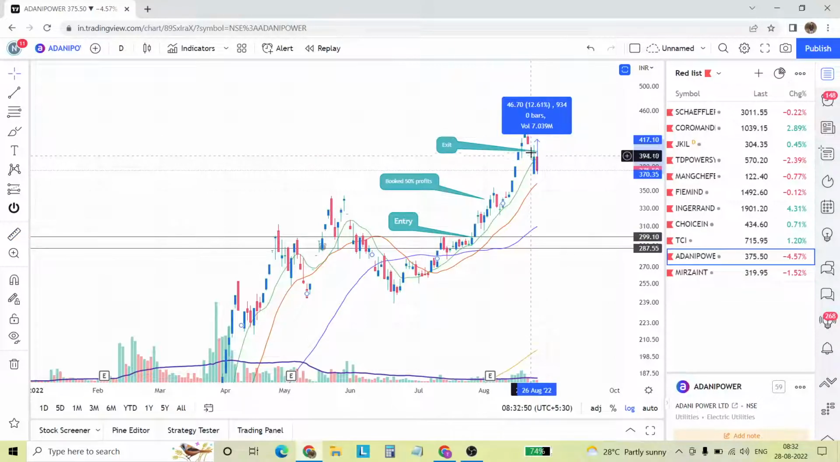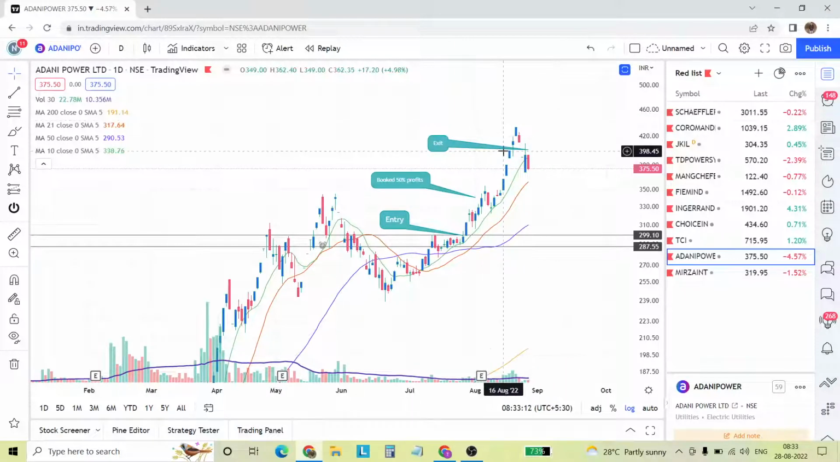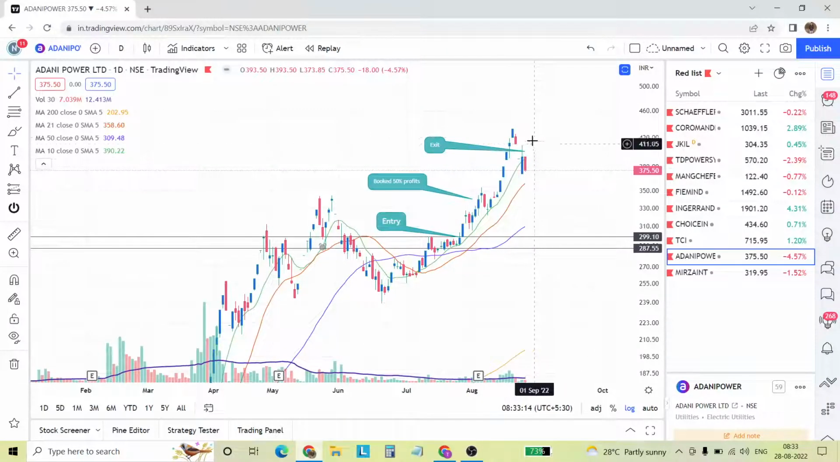If you see here, the entire range is around 10%. So it opened in a lower circuit, and it was immediately bought, and it went above the opening price, 5% above that it hit the upper circuit, and again it came back to around that 4% range, and I booked my profit over there. I thought that was a good time to exit, and I exited the stock.